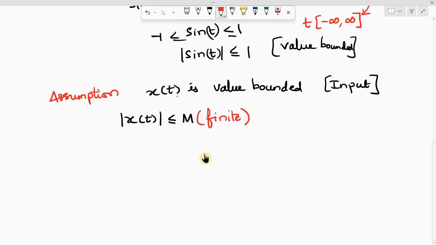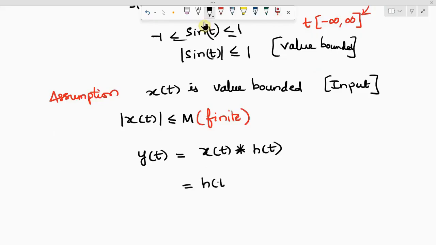Now, based on the output of an LTI system, y of t should be x of t convolution with the impulse response. And since it satisfies the commutative property, I am going to write it like this: h of t convolution x of t, since it satisfies the commutative property.